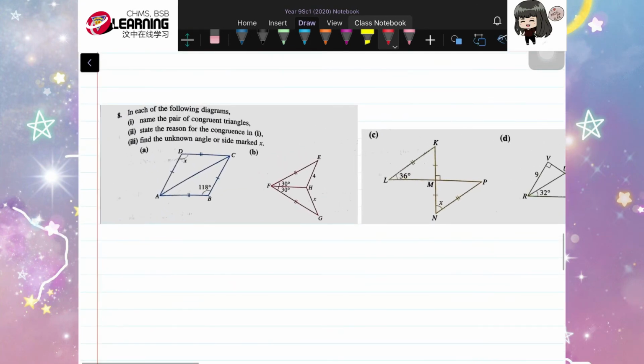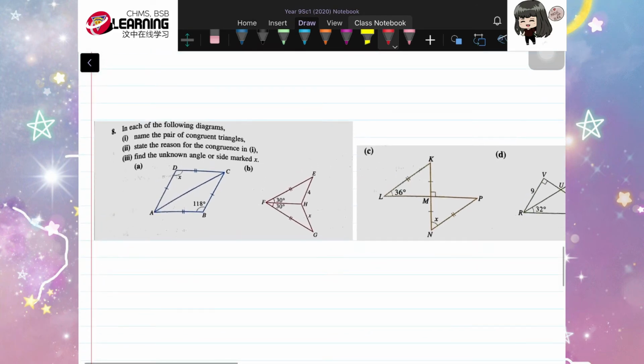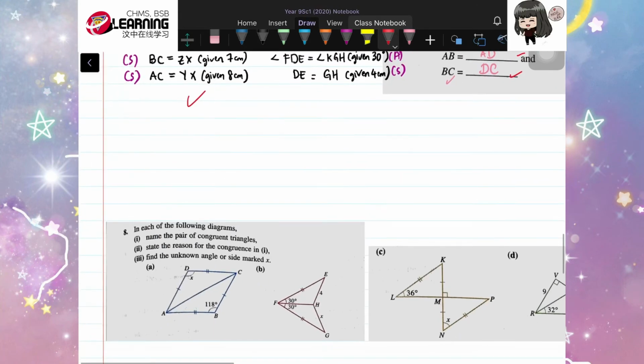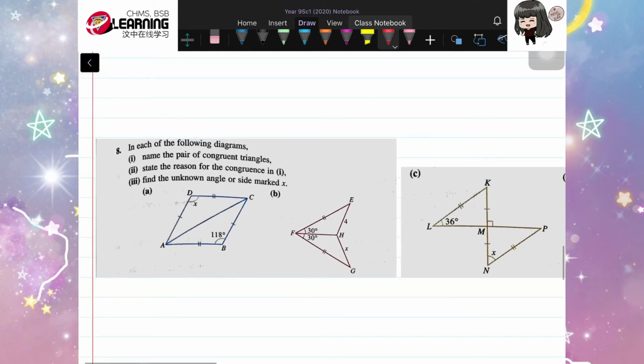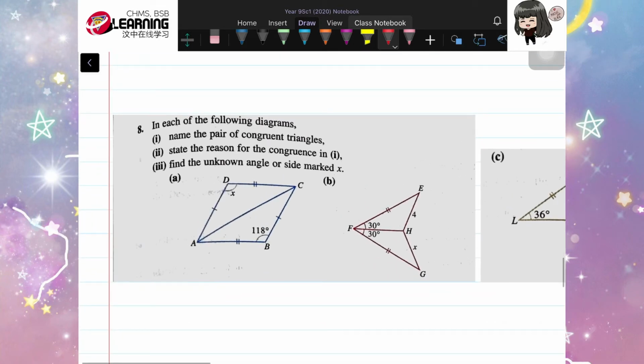Okay, let's look at number 8. In each of the following diagrams, name the pair of congruent triangles, state the reason for the congruence and find the unknown angle. So you have to find the pair, find the reason, just like the previous question, and add on one more, finding x.